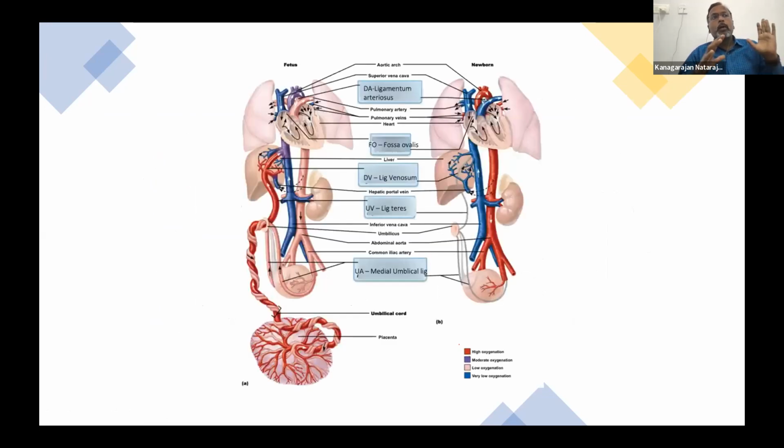So now, what is happening to all the shunts and umbilical vein and umbilical artery anatomically? We know that the ductus arteriosus becomes the ligamentum arteriosus. Then the foramen ovale becomes the fossa ovalis. Then the ductus venosus becomes the ligamentum venosum. Then the umbilical vein becomes incorporated in the ligamentum teres. Then your umbilical artery becomes the medial umbilical ligament.